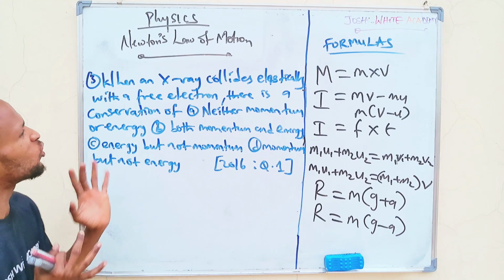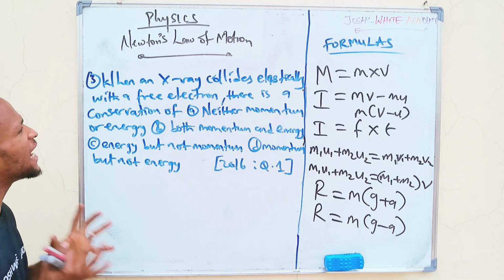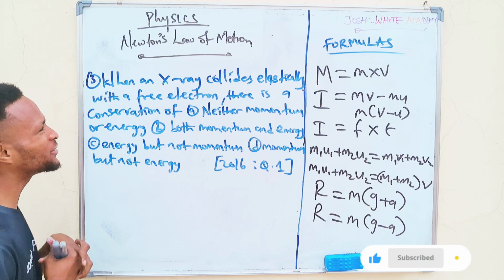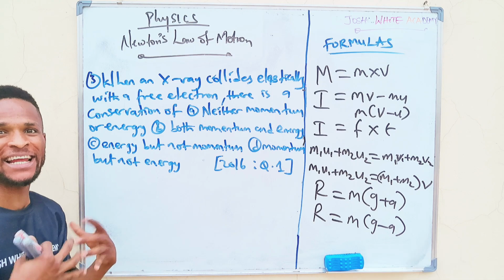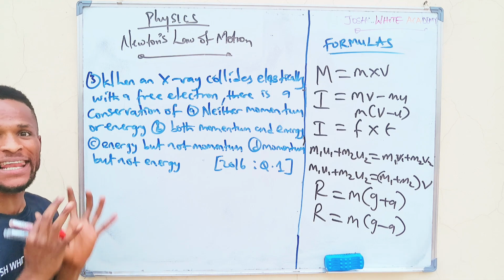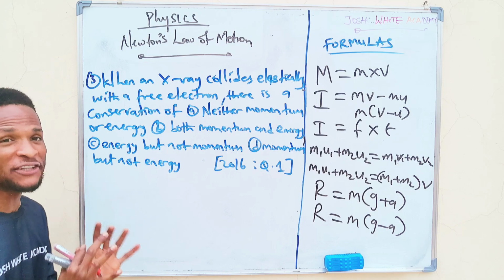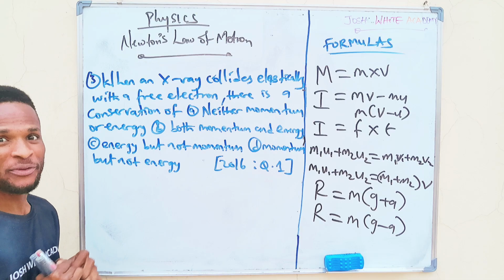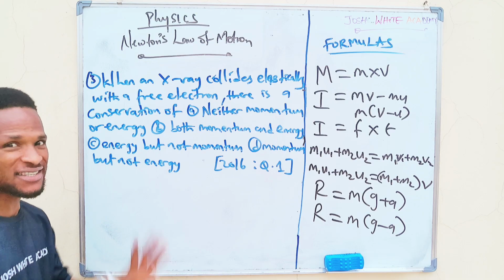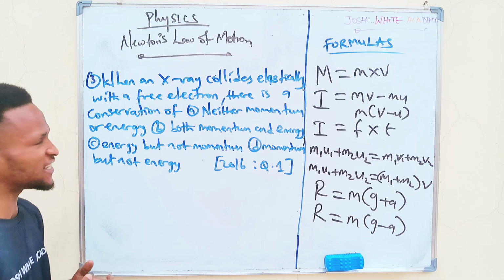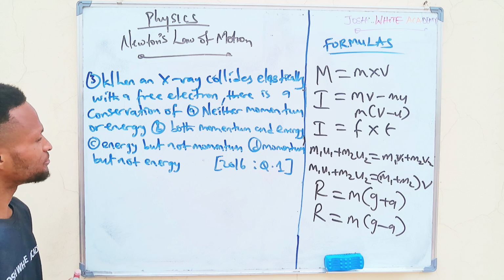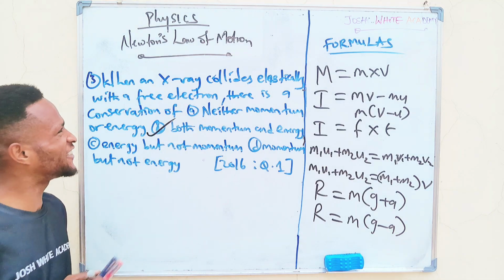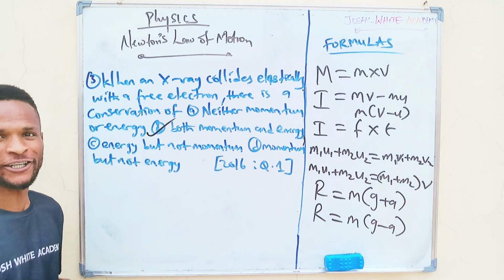When an X-ray collides elastically with a free electron, there is a conservation of... remember when we talked about elastic and inelastic collision, we said that in elastic collision, both momentum and energy are conserved. But for inelastic collision, only momentum is conserved, whereas energy is not. It is decreased. So that means our answer is what? Both momentum and energy are conserved in elastic collision.